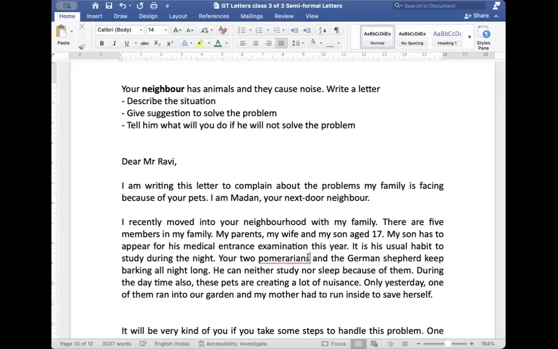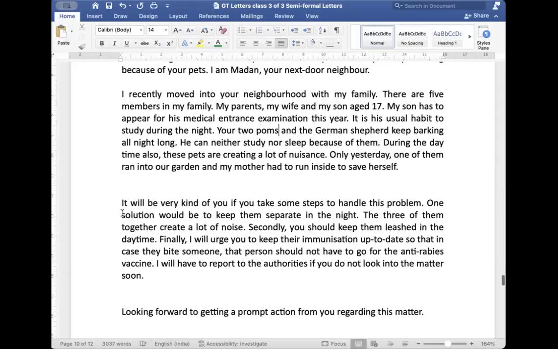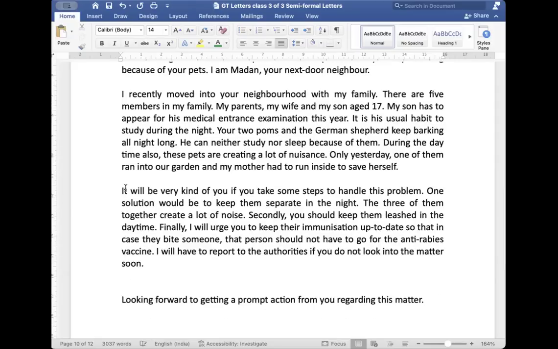Your two Pomeranians and the German Shepherd keep barking all night long. He can neither study nor sleep because of them. During the daytime also, these pets are creating a lot of nuisance. Only yesterday, one of them ran into our garden and my mother had to run inside to save herself.